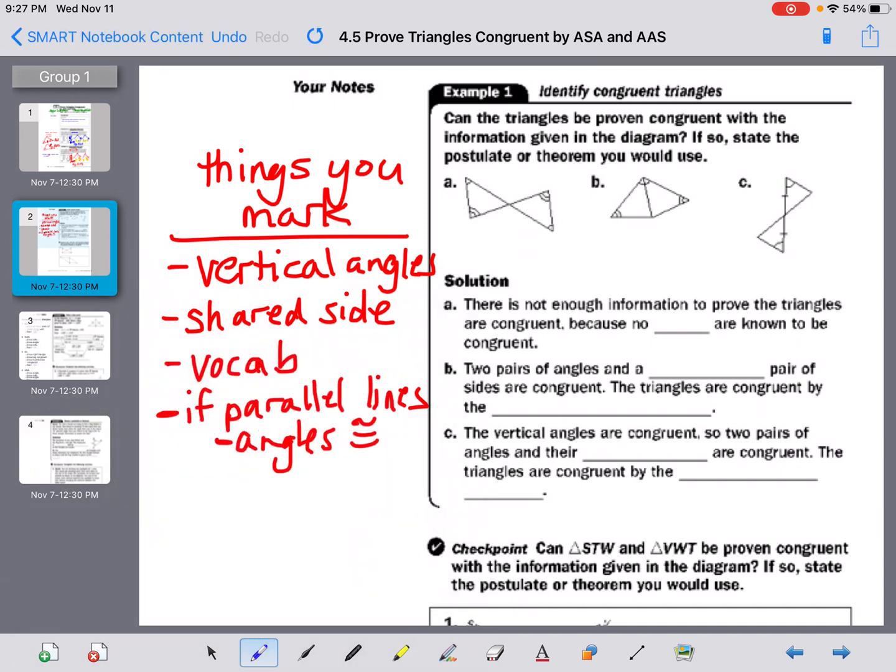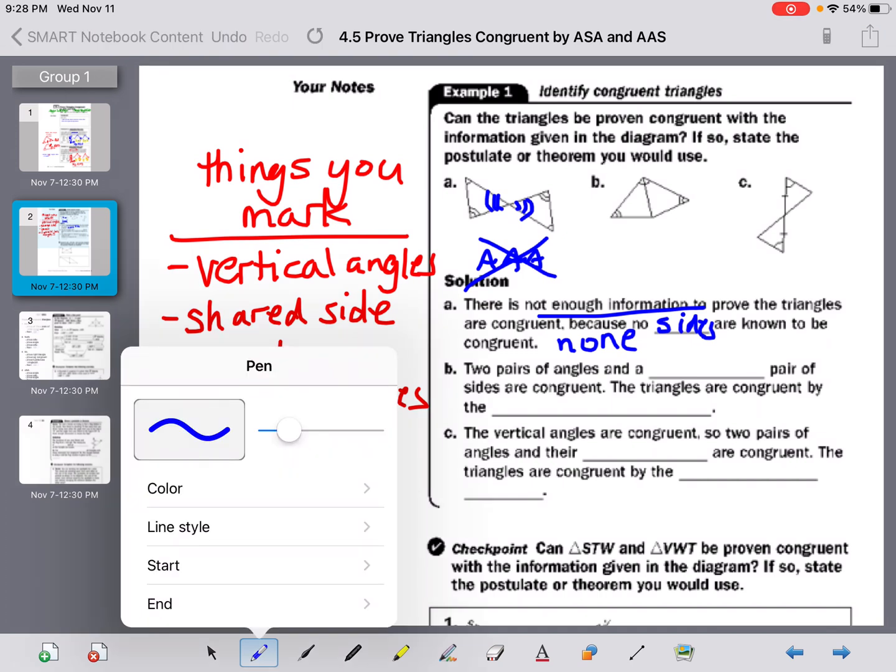So I look at A here and I say, is there anything I can mark? It looks like they have some angles marked, and I see I have a big X there, so I can mark that third set of angles. All right. Is that enough to prove those triangles congruent? Angle, angle, angle. None of my sides are marked, okay? Angle, angle, angle is not a way we have learned, so we cannot do that. There's not enough info, so because there's no sides known, we can say none, okay? We have to know at least one pair of sides.